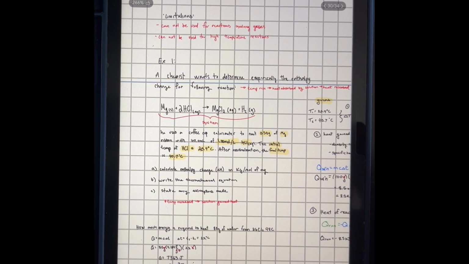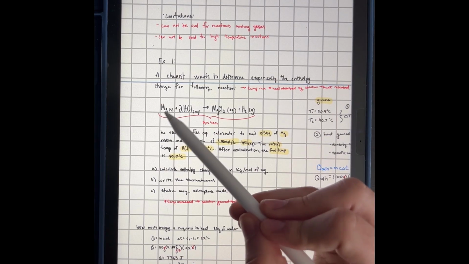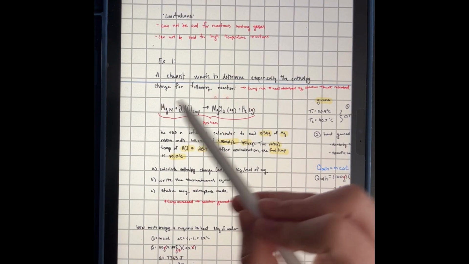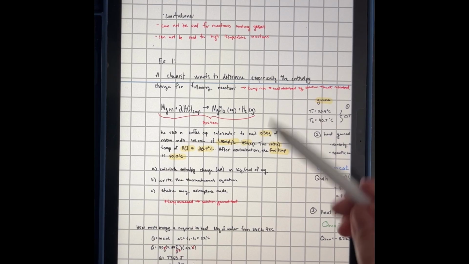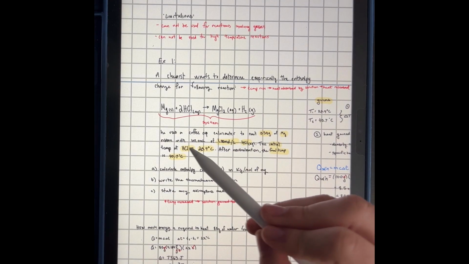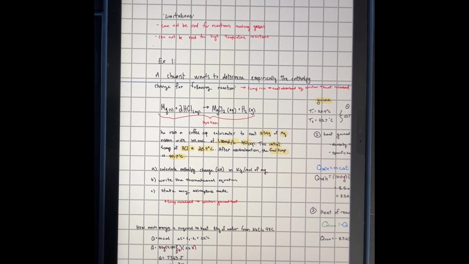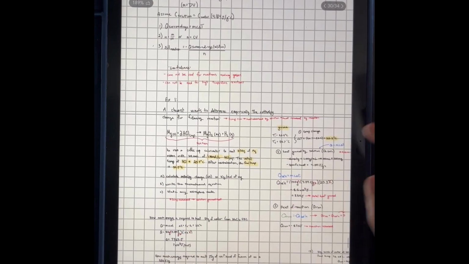The next thing I like to do, I don't like the way I laid out this question, but I like to go through and label what is our system and what is our surroundings. So I did it kind of here. This entire reaction is our system. That's what we're trying to observe. And then these are all part of our surroundings.